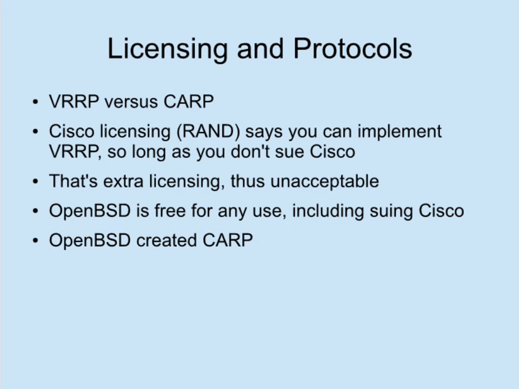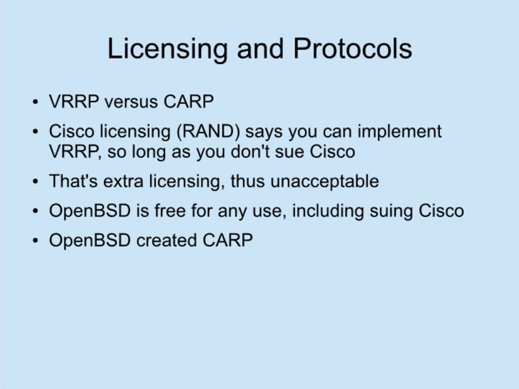And as far as licensing goes, licensing also applies to the protocols that they use. Years ago, Cisco came up with a virtual router redundancy protocol so that routers could fail over. And they said that people could deploy this protocol under what's called reasonable and non-discriminatory terms, meaning you can deploy it so long as you promise not to sue Cisco. This is extra licensing above what the BSD license permits. There's nothing in the BSD license about you can't use this code to sue Cisco.